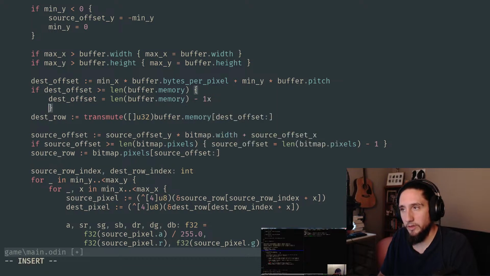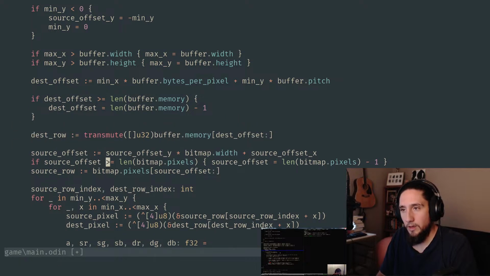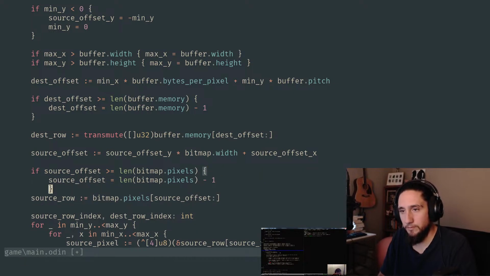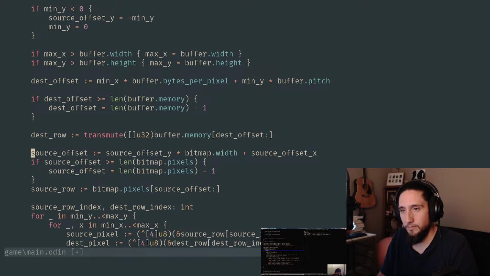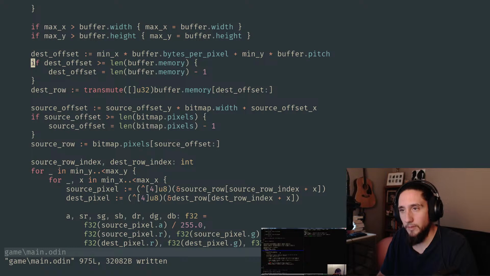I guess I could break this up so it doesn't look so bunched together. And that's fine. Yeah.